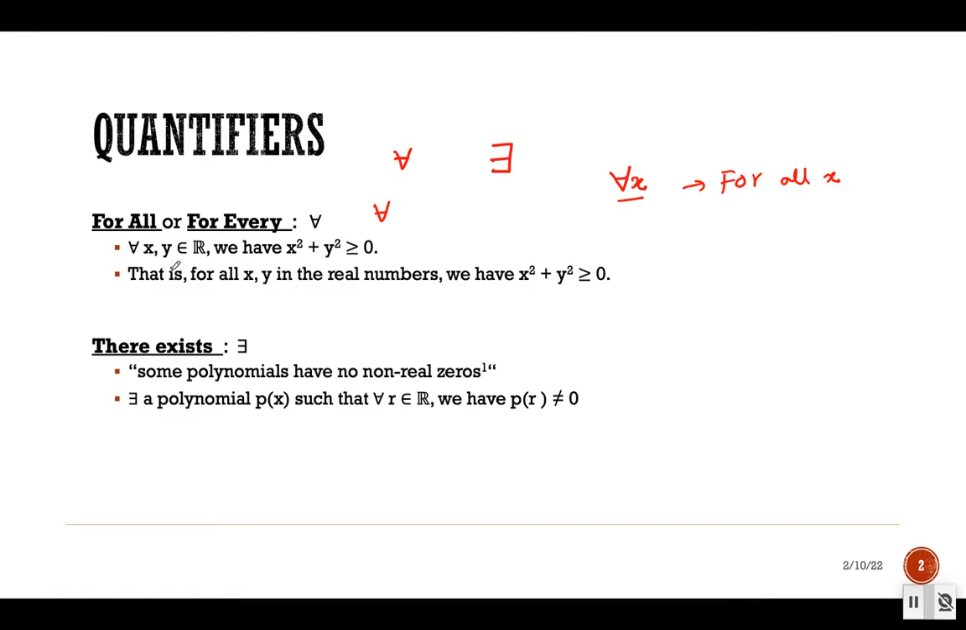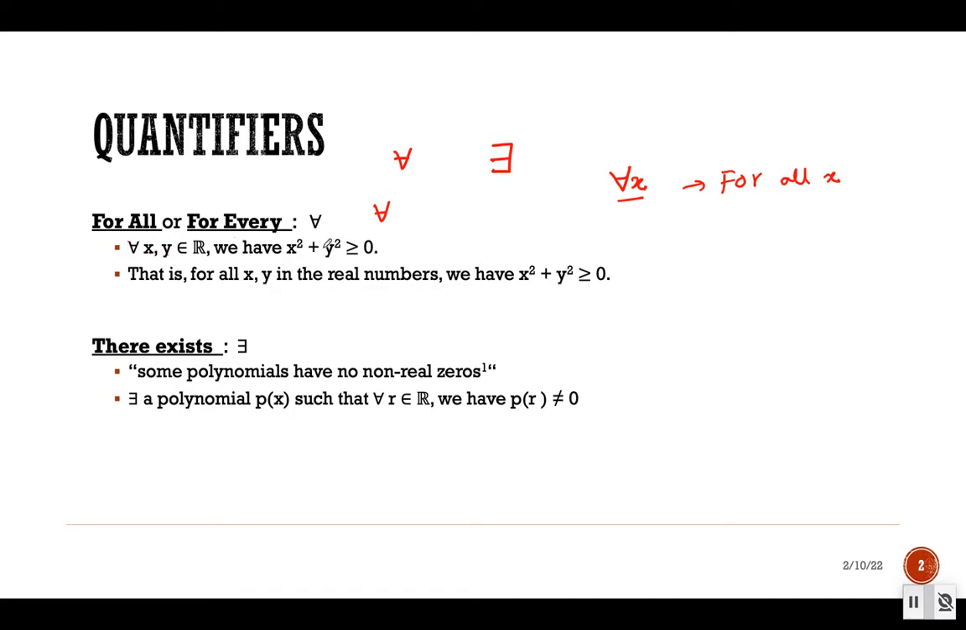So let's see the examples. Here we are saying that for all x and y that belong to the real numbers, we have x squared plus y squared greater than 0. So for every x and y that belongs to the real numbers, we have x squared plus y squared greater than 0.